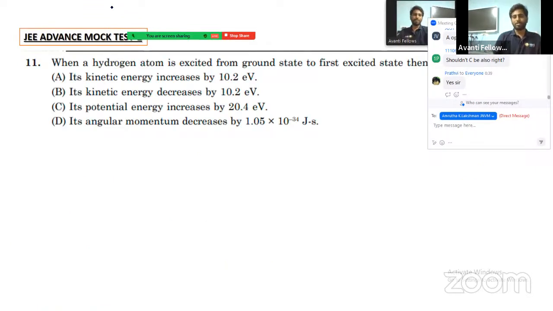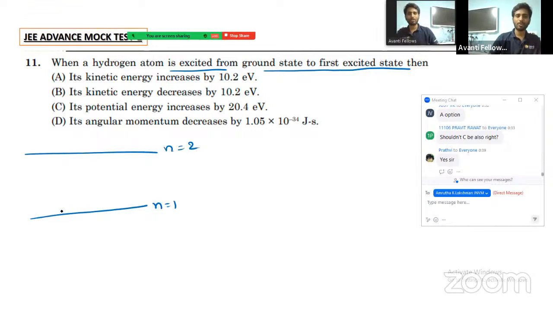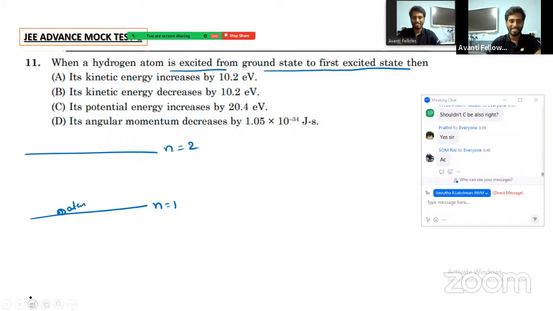Okay, 11th question. Look at the question once. A hydrogen atom is excited from ground state to first excited state. From where to where is it going? Ground state, n equals 1, to the first excited state, meaning n equals 2. Which one? One atom. Its kinetic energy is increased by 10.2 electron volts. There are some options given. Okay, right. I will tell you. We'll check one by one.